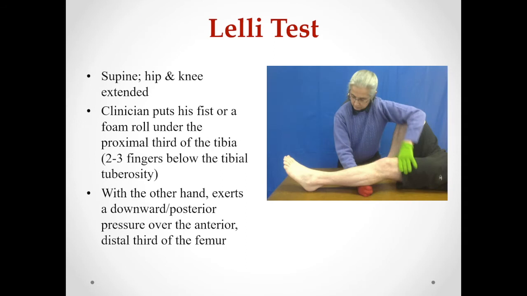The Lelli test, on the other hand, involves placing the patient in a supine position with the knee and hip extended. The clinician puts his or her fist or a foam roll under the proximal third of the tibia, just below the tibial tuberosity. The other hand, in this case the one with the green glove on, exerts a downward or posterior pressure over the anterior distal third of the femur.